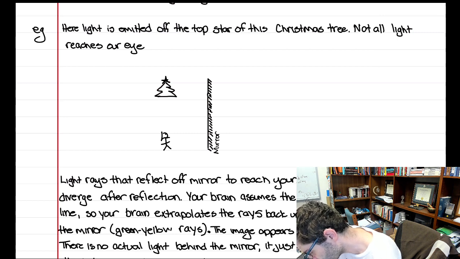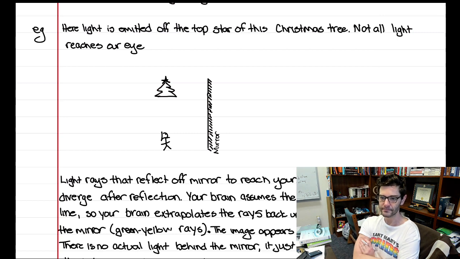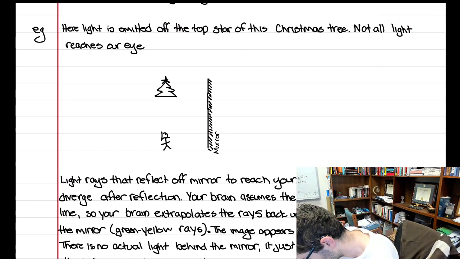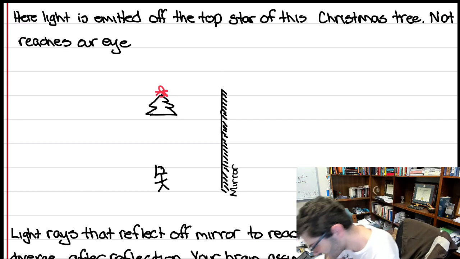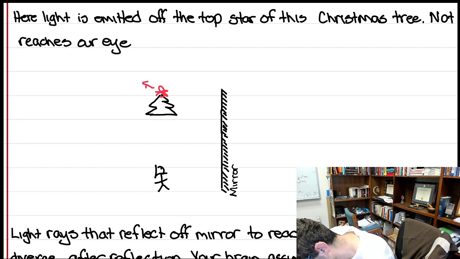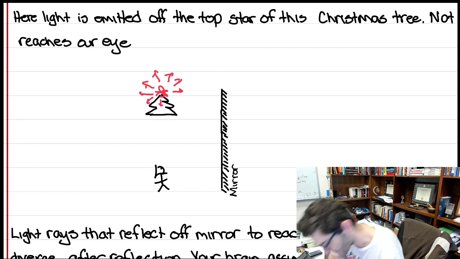One way to see the Christmas tree is, of course, to look directly at it. So what goes on? Let's just focus on the star, which I'm going to treat as a point particle. So you have some star that's lit up, and it's emitting rays of light in all different directions. And here, I draw just a few, as an example.